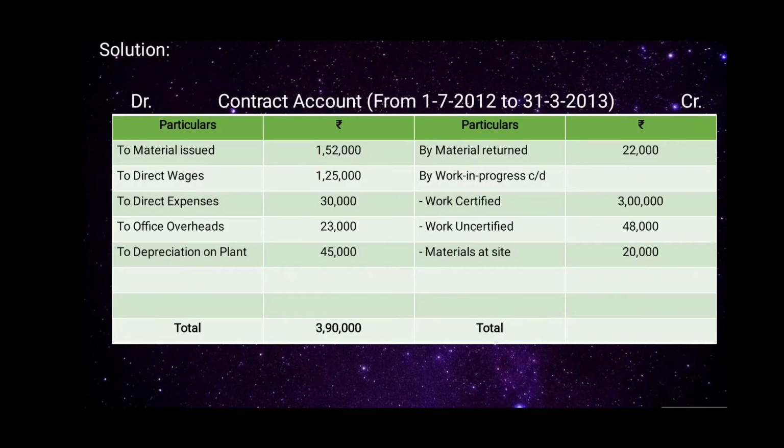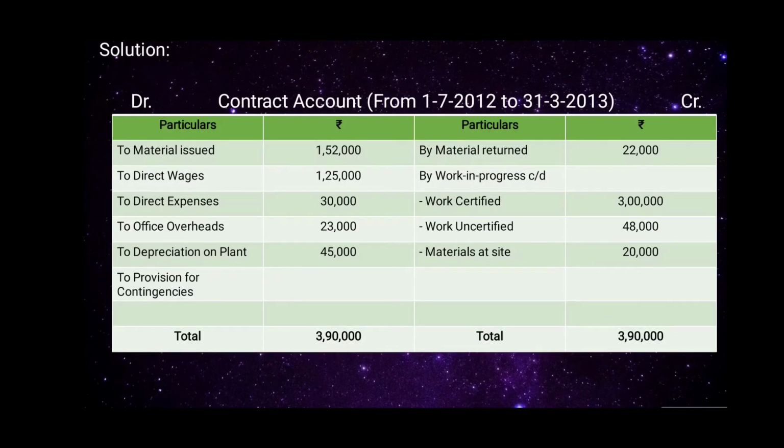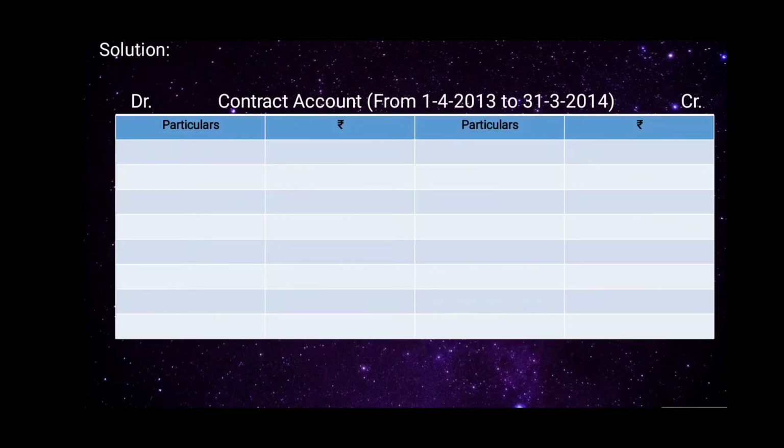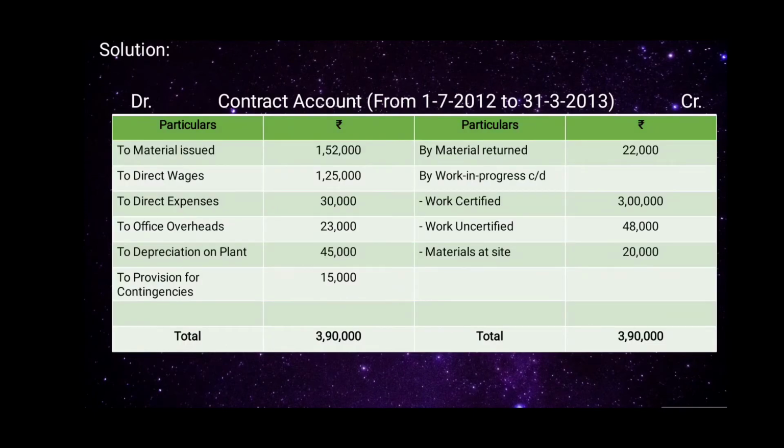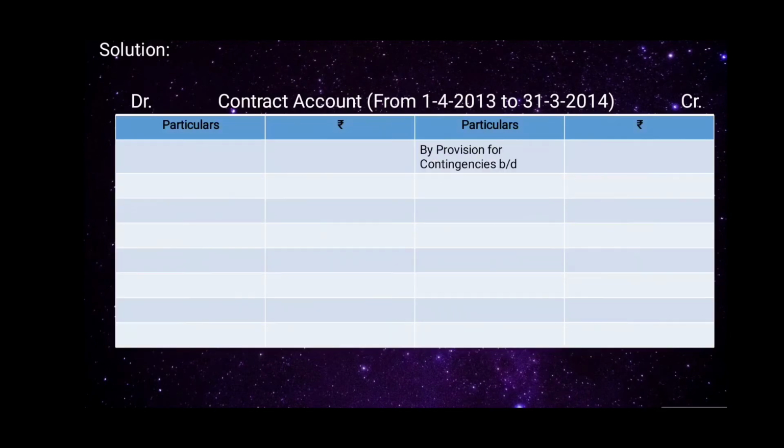So let us take the total of both sides, which is 3,90,000, and the balancing amount appearing on the debit side will be termed as provision for contingency, which will be rupees 15,000. Now let us prepare the contract account from 1st April 2013 to 31st March 2014. The provision for contingency, that is 15,000, will be brought forward in the next contract account. By provision for contingency brought down, amount is 15,000.